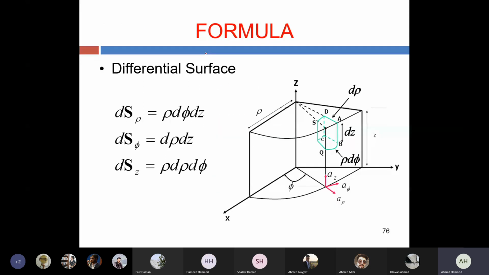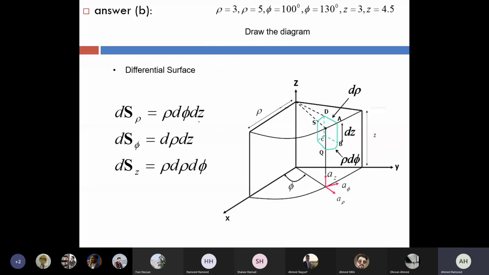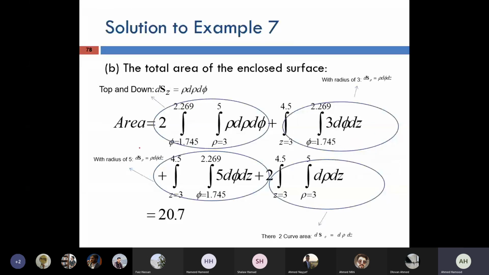Then if you want to find the surface, we have to use these equations, which I already described to you, right? Which we have the total area of the surface. We have two integrations as well. So for both, we have one for top and one for down, so of course we have to put 2. Then we have the second value, which has 2 integrations as well, 3 d phi dz. Then for the second one, integration 3 to 4.5, 1.7, 5 dc.